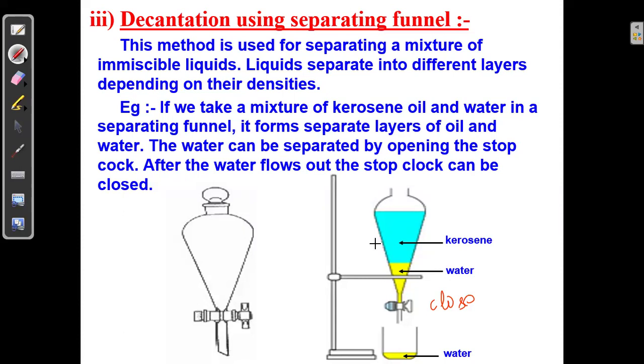Now, if you turn on the stopcock slowly, just slowly turn on the stopcock so that water starts coming out of it. Only water will come out, whereas the kerosene will remain on the top. If you open up the stopcock, all the water comes out, till the kerosene reaches here. When the kerosene reaches here, you again close this tap. So you have separated out water and kerosene from this mixture. Got it?